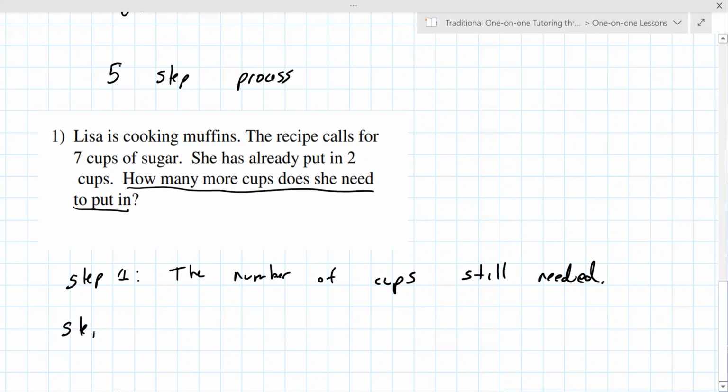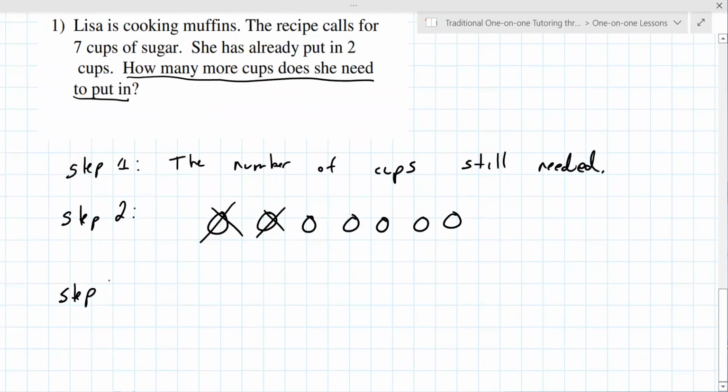Maybe a model, like you do 7 circles and then cross off 2. Again, this is not difficult, but you have to be able to do something here. Now, what is step 3? Then you write down an equation. Yes, there's actually a couple of different equations you could write here.